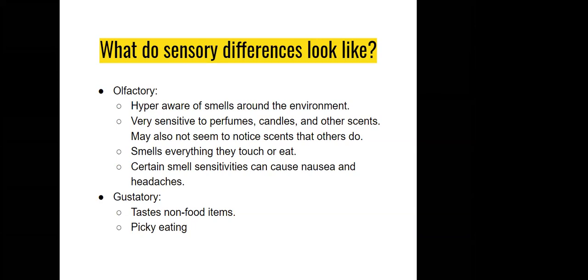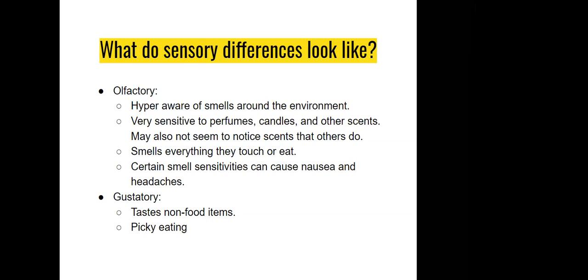They might smell everything they eat or touch. Certain smell sensitivities can cause nausea and headaches. So just being aware of that piece. Gustatory, you might see kiddos chew on a lot of things or mouth a lot of non-food items. They might be a picky eater.